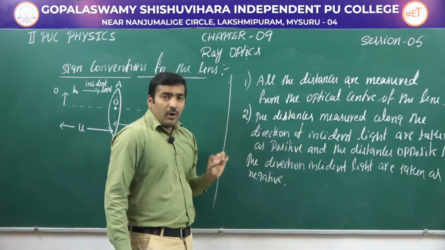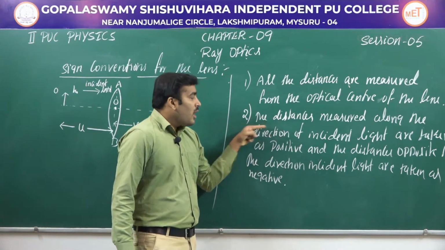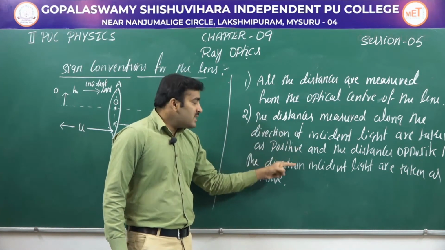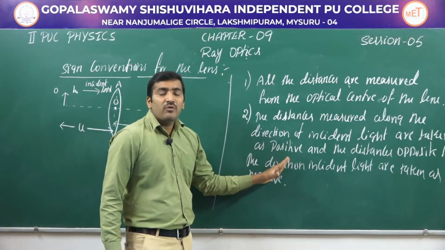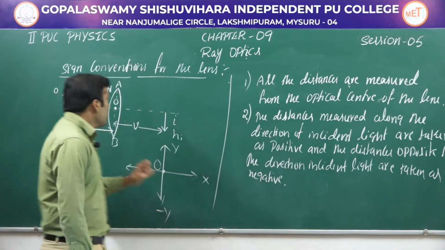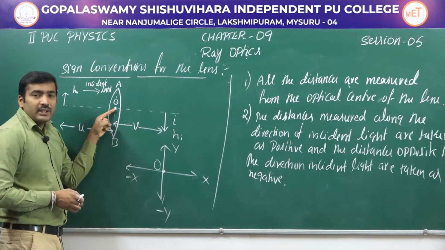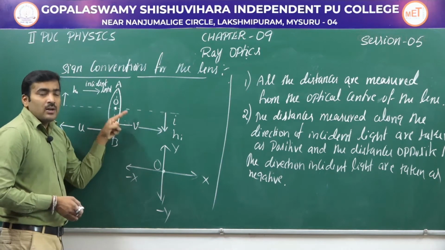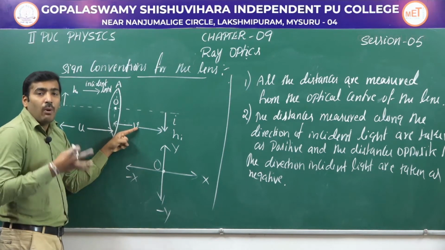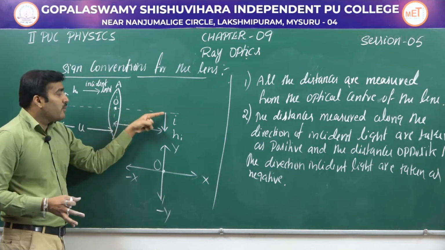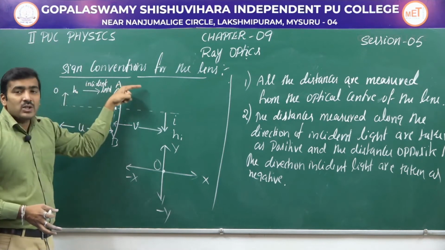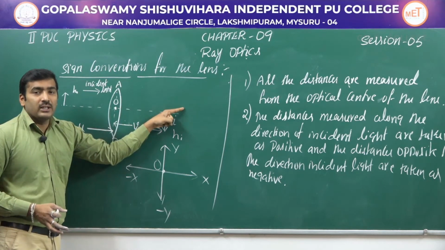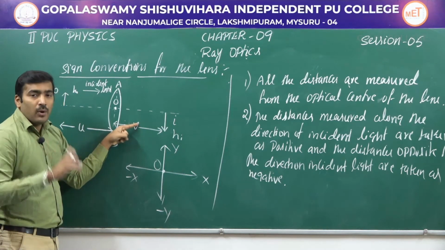Okay. The second point says the distances measured along the direction of incident ray are taken as positive and the distances measured opposite to the direction of incident light are taken as negative. Say for example, we have an optical center here. From optical center to the image, the distance is called the image distance. So this image distance is taken as positive as the distance from here to here is along the direction of incident light, or it is towards the right side of the optical center. So this distance is considered as positive.